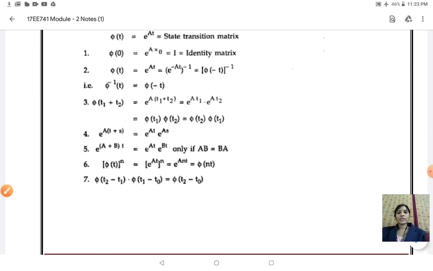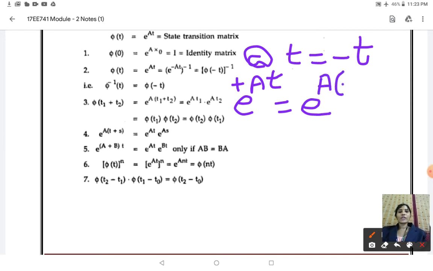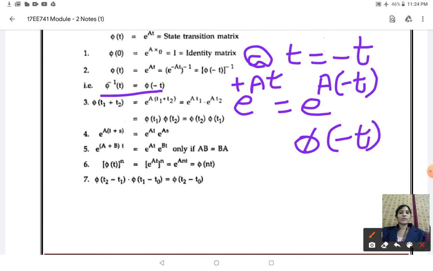And the third property is at t is equal to minus t. At t is equal to minus t means e to the power of at. So it is your state transition matrix. At t is equal to minus t means you will be getting e to the power of a. In the place of t, you have to substitute minus t. So when you substitute, you will be getting phi of minus t. It is your third property.